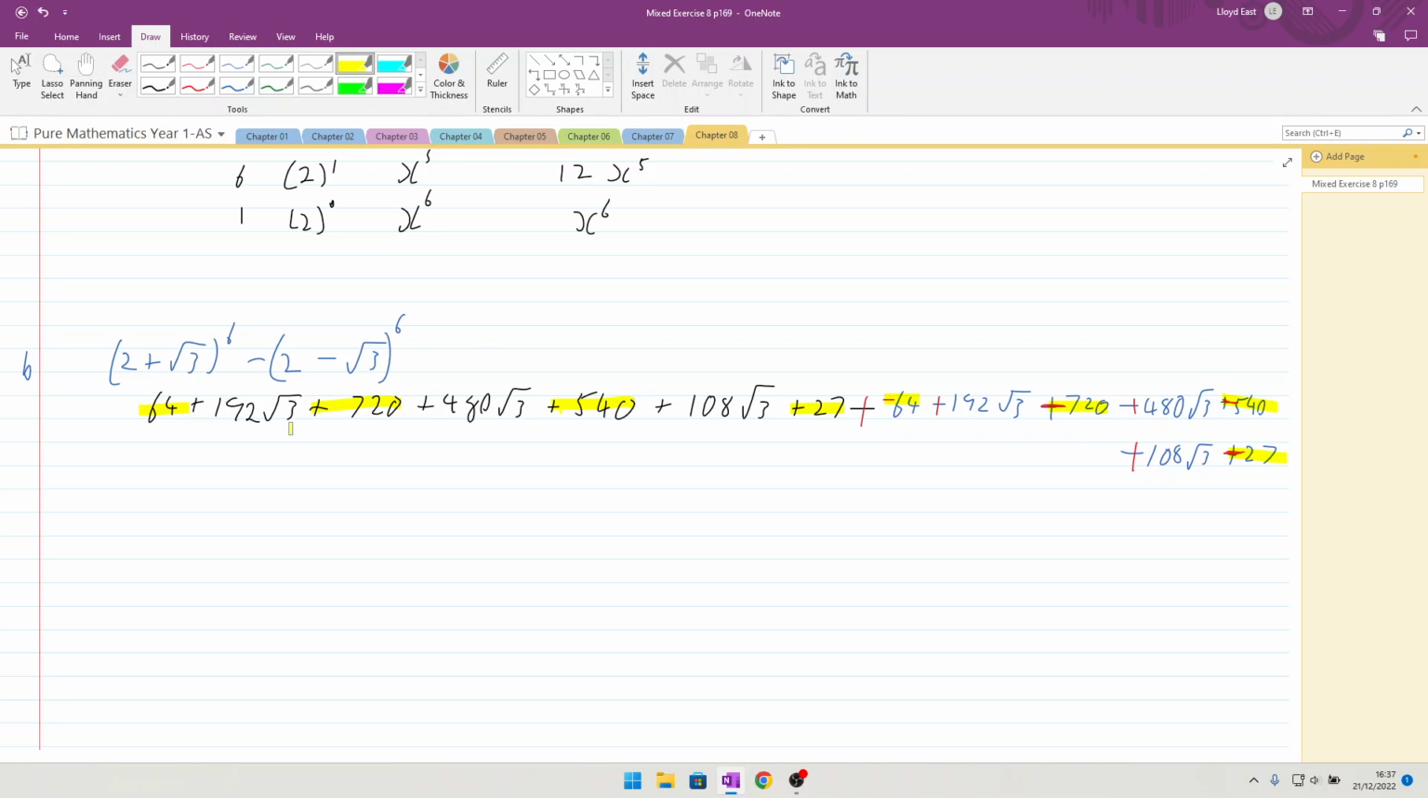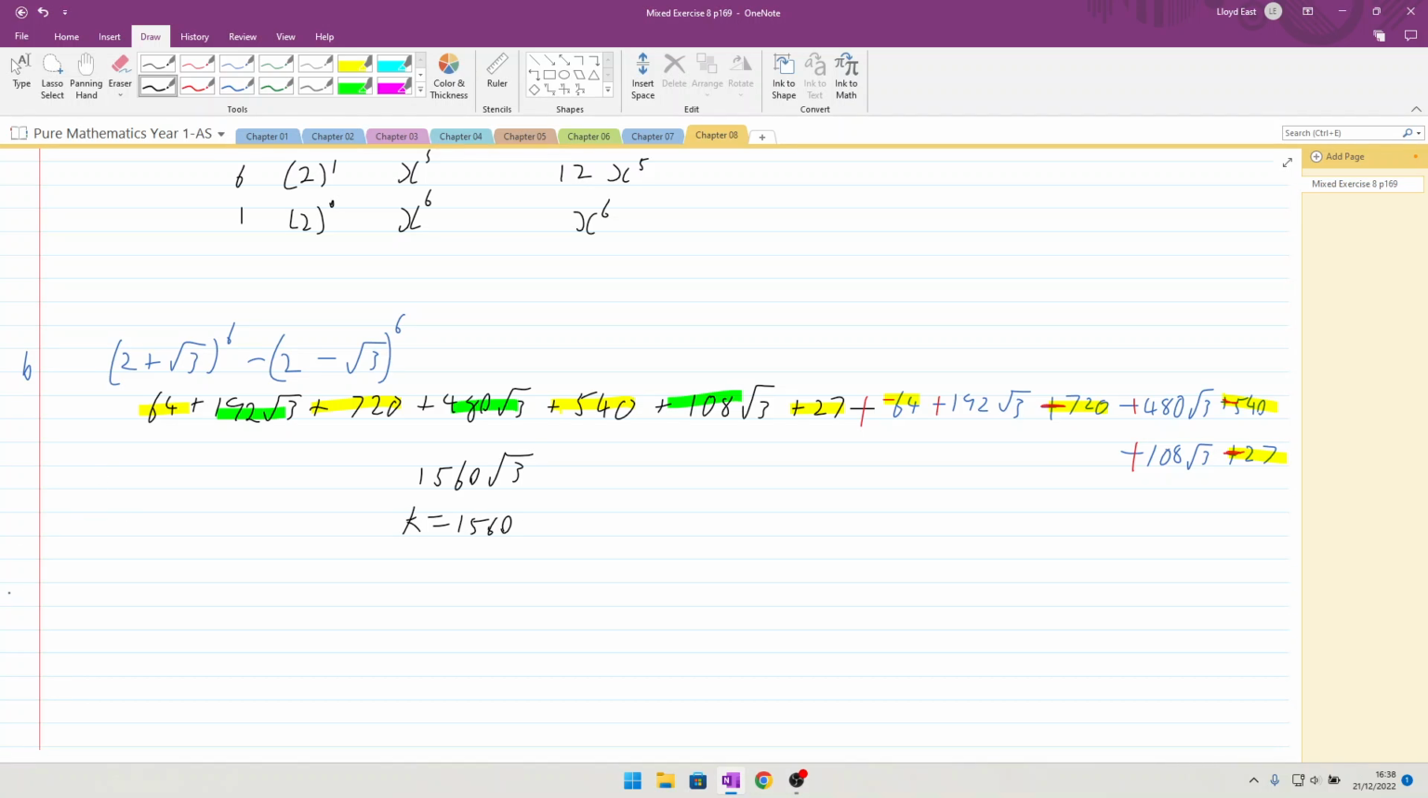And then all of these are pluses, so we need to do 192 plus 480 plus the 108 plus, now it's just the same again, so instead of doing plus on all of them, 780 multiplied by 2 gives you 1560. 1560 root 3. So your k value is 1560.